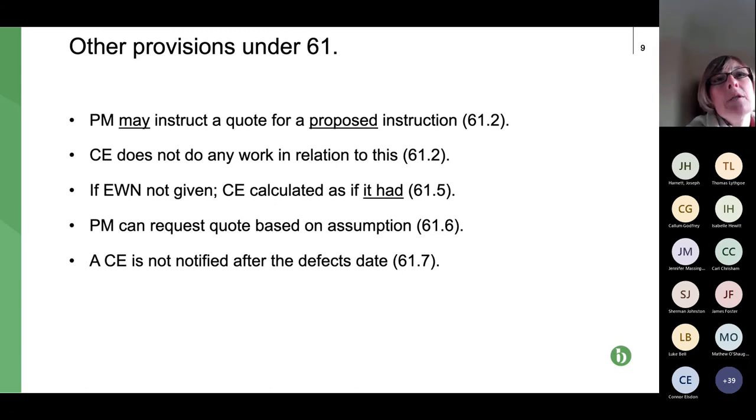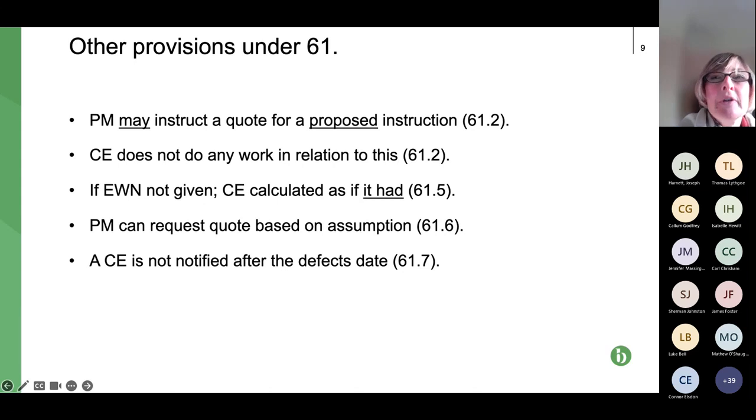If the CE was something related to ground conditions, the PM might want to put in an assumption that the ground conditions are, say, sand, or something that would make the work relatively less expensive and easier. Sand's probably not the right one. And so the quote is based on that. And then if the ground conditions, in my ridiculous sand example, prove to be incorrect and it's all rock, then that's another compensation event and it's paid separately.